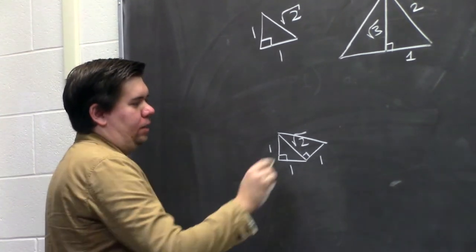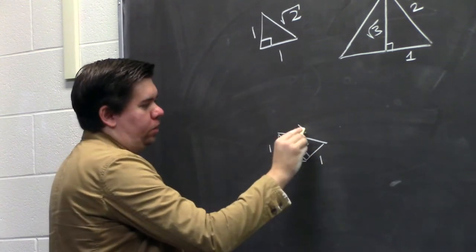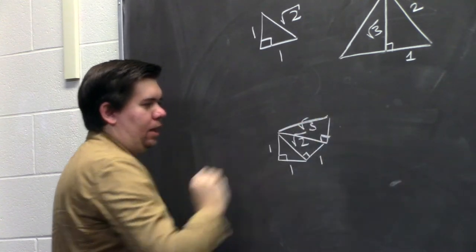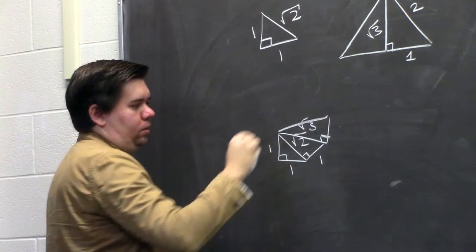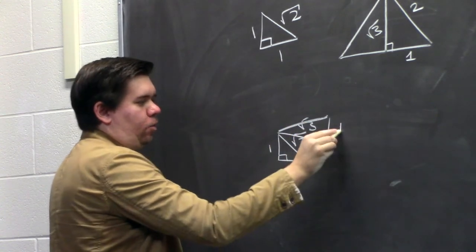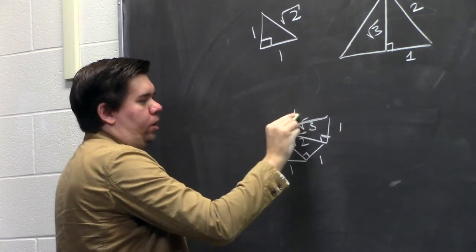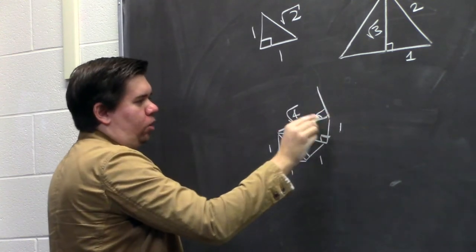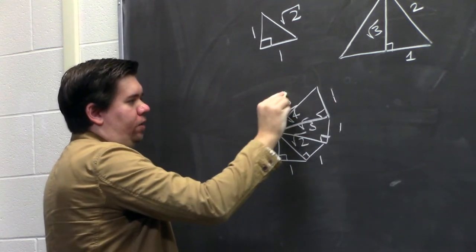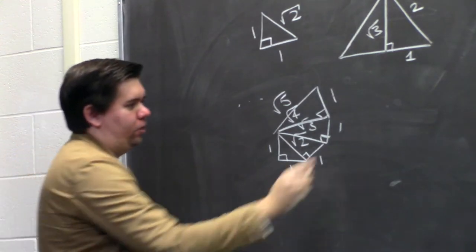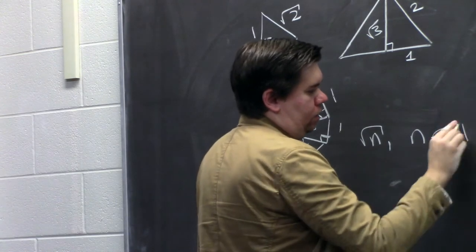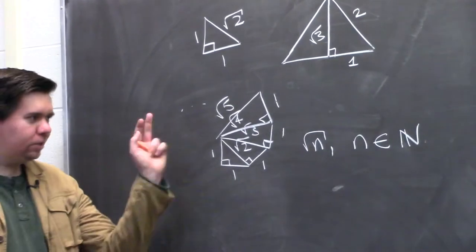Yeah, it's 2 plus 1, 3, so square root of 3. And then you can draw the perpendicular here, and what's the length of that hypotenuse? You had a root 3 and you have a 1, so you get root 4, which happens to be 2. Then you draw the 1 here, and you have a 1 and a root 4, so that gives you root 5. You can continue this way to recover the square root of n for n a natural number.